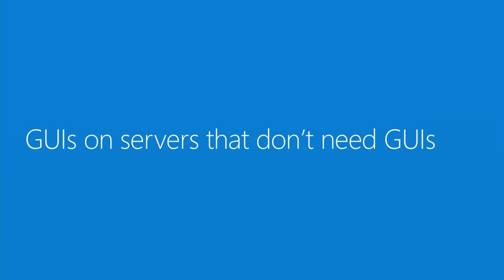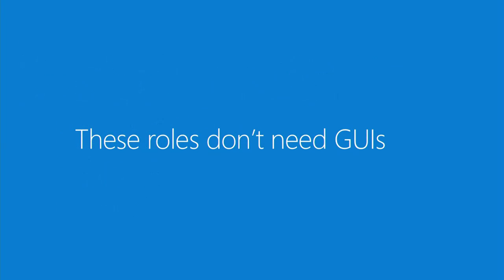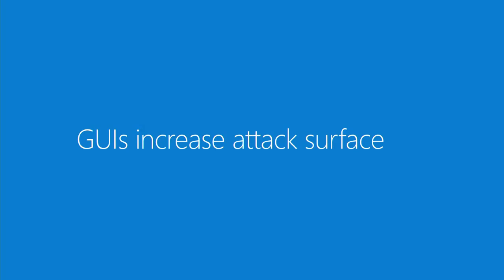GUIs on servers that don't need GUIs. Now, if you think about it, most servers in your organisation are doing things like being domain controllers, DNS servers, DHCP servers, and file servers. And while these are important roles, they're also roles that don't require a GUI. You can do this very effectively with Server Core. And the reason that you don't do it with GUIs is that GUIs increase the attack surface. The attack surface is merely, if you've got more and more components installed on the machine, then there's more and more ways that machine can be exploited. If you reduce the number of components installed on the machine, it is less likely to be exploited.